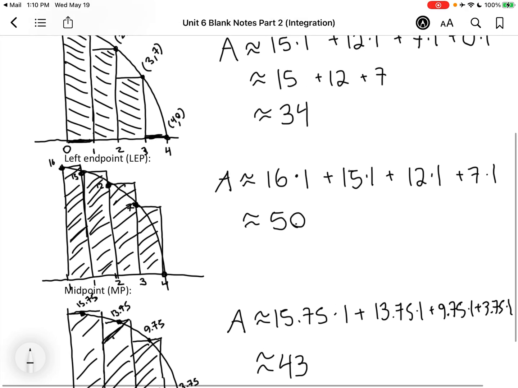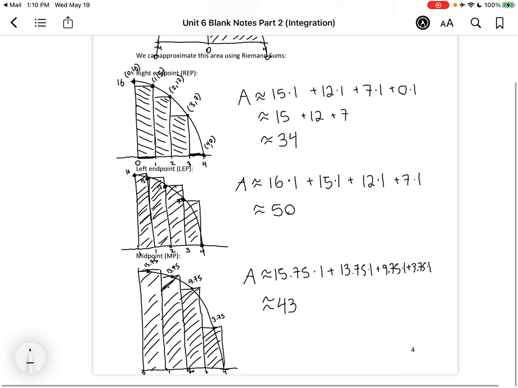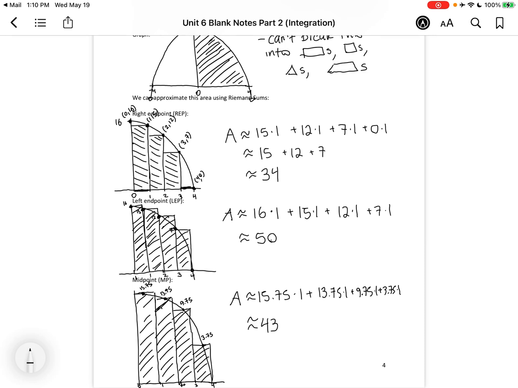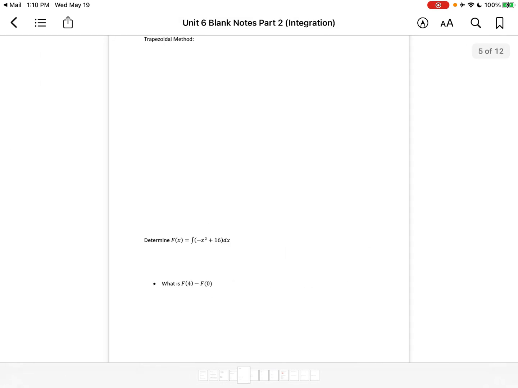Right, so you can actually see this one just visually looks the most accurate, and it's fairly in the middle of the method where we use the right endpoint and the left endpoint. So we're doing an approximation here. And then there was one more strategy that was used, which was instead of triangles, we can use trapezoids. So let's just try that.